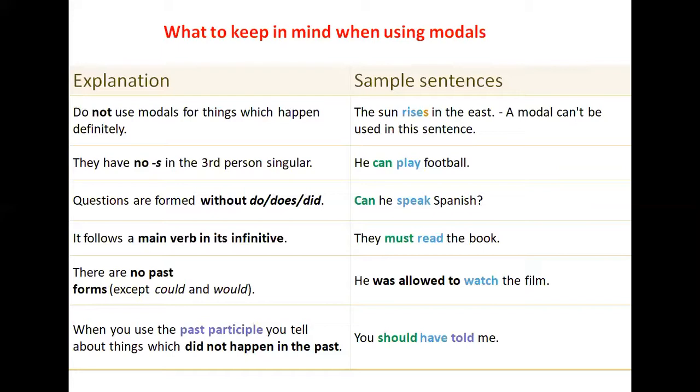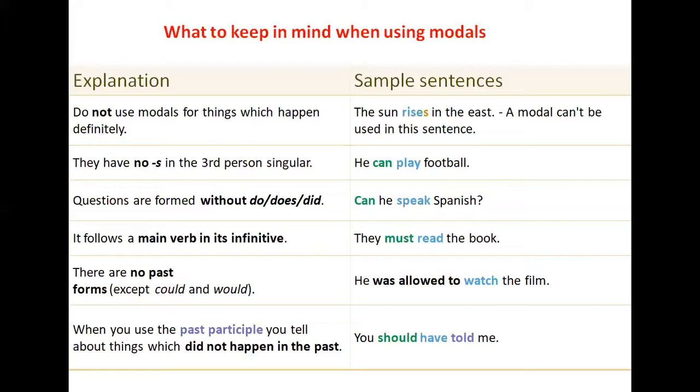They have no s or es in the third person singular, just as in simple present indefinite tense you use s or es with the third person singular. But with modals, you have to avoid s or es. Just as in the example, he can play football. Can is always followed by the first form of the verb.